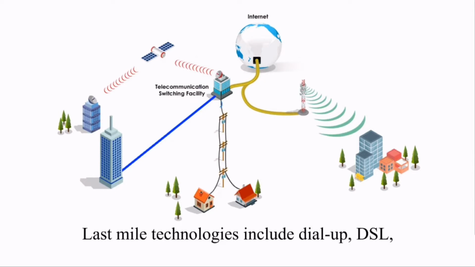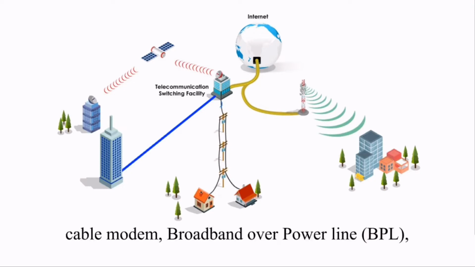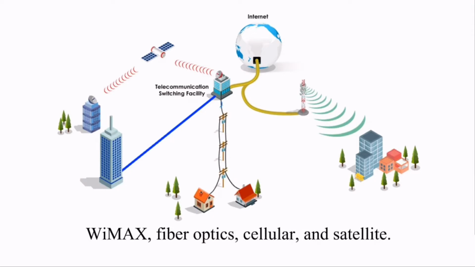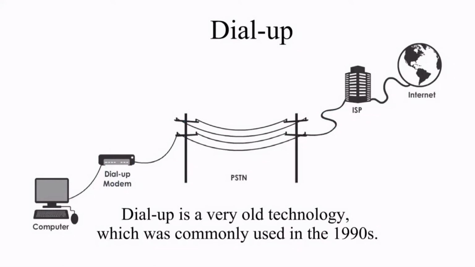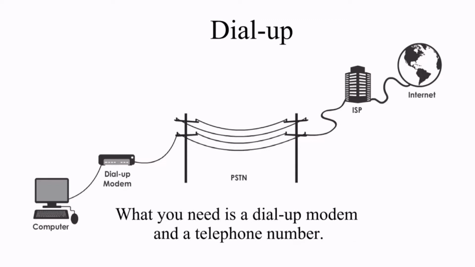Last mile technologies include dial-up, DSL, cable modem, broadband over power line, WiMAX, fiber optics, cellular, and satellite. Dial-up is very old technology which was commonly used in the 1990s. What you need is a dial-up modem and a telephone number.